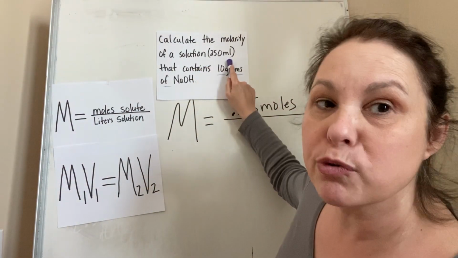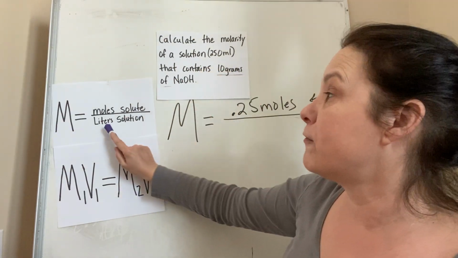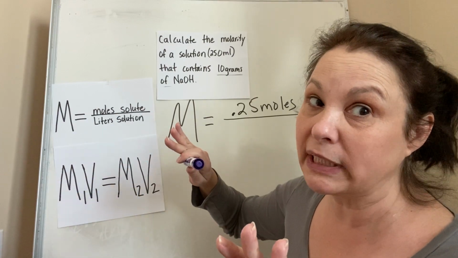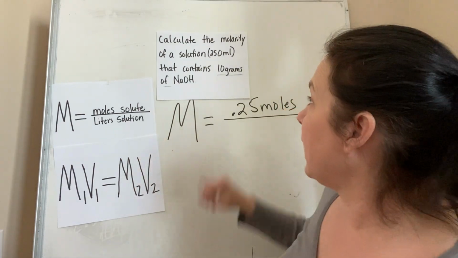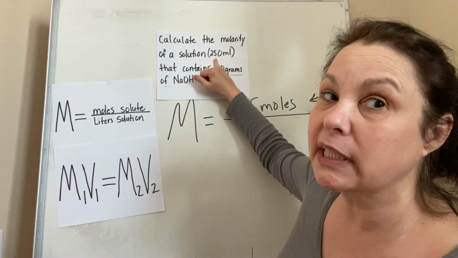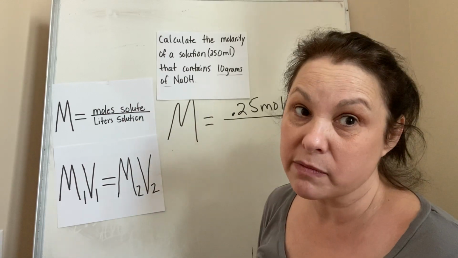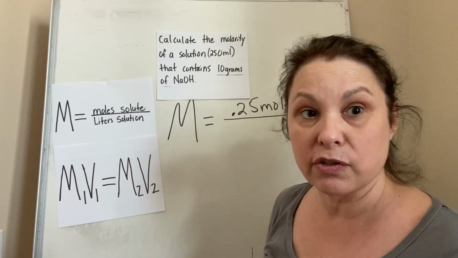All right, now let's go to the solution. It tells me I have 250 milliliters of solution. Well, the formula tells me that only liters are allowed. That's it. Only liters are allowed. So there's two ways to change this 250 milliliters into liters. I could just divide it by 1,000, because if you divide milliliters by 1,000, it will turn it into liters.